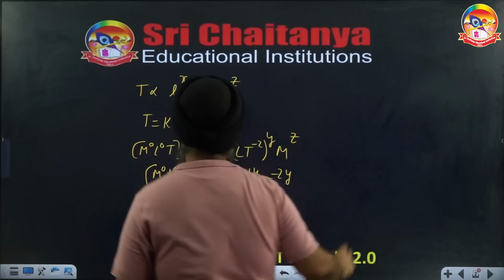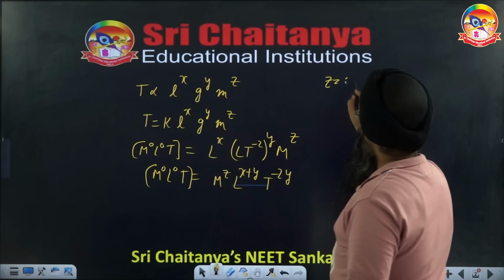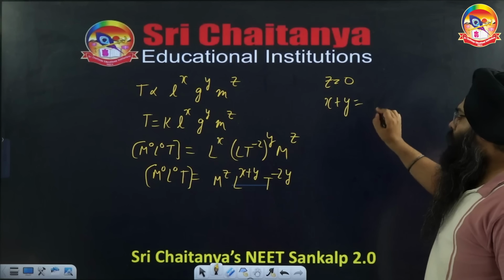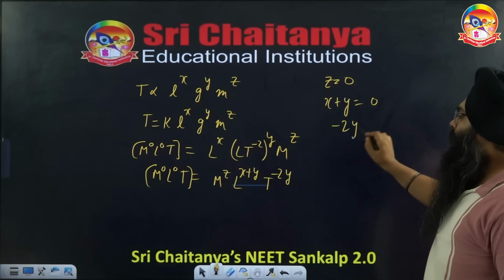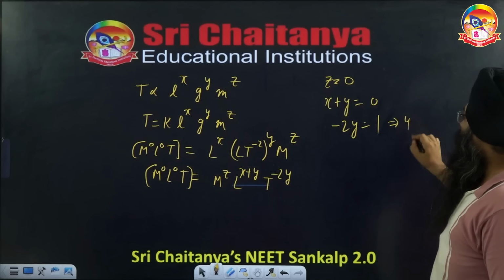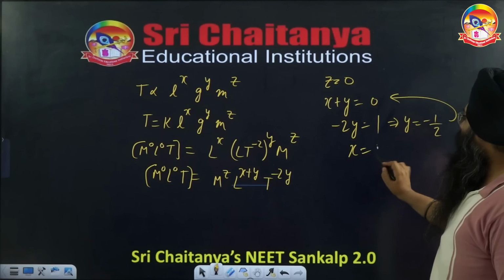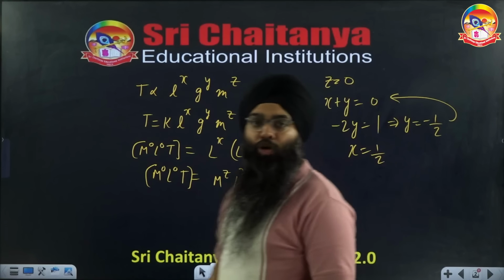So I can write z is equal to 0, x plus y is also equal to 0, and minus 2y is equal to 1. So I'll get y is equal to minus 1 by 2, and if I put it here, I'll get x is equal to 1 by 2.